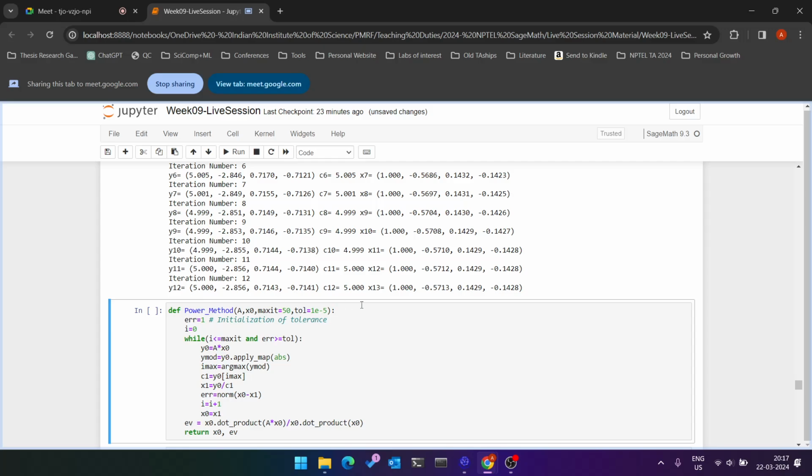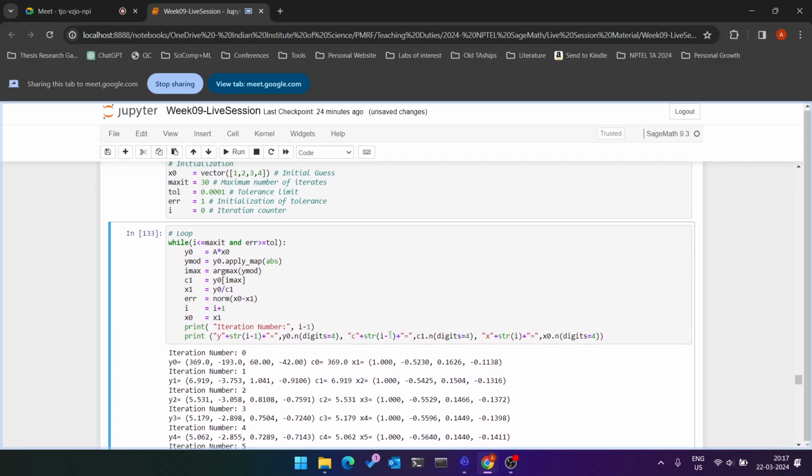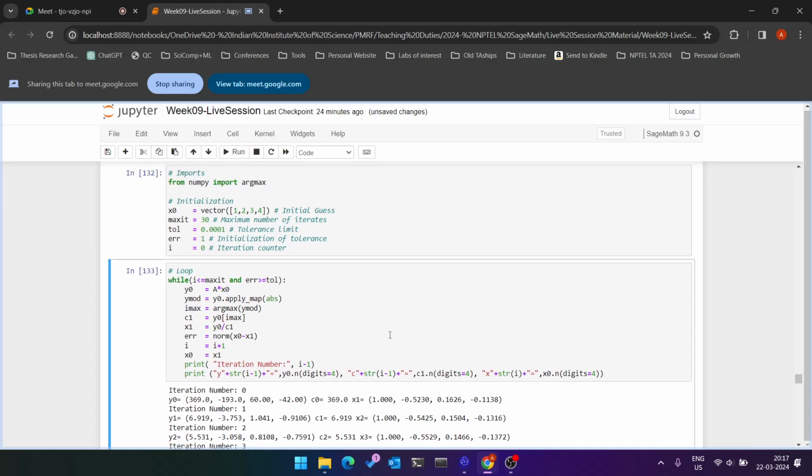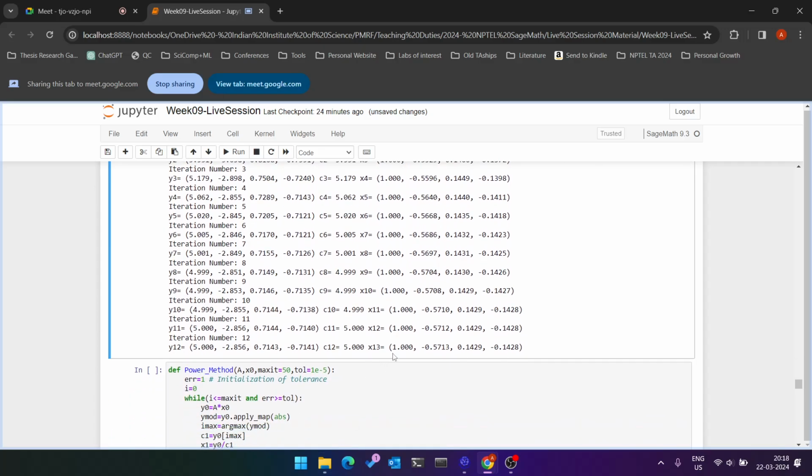Once this whole thing is done, at iteration number 12, we see that between iteration number 11 and 12, we get x12 and x13 respectively, and they are exactly the same. So there's no more changing of the eigenvector in this iterative method, and we can say that our power method algorithm has converged. The eigenvalue is 5 and the eigenvector corresponding to this is this value.